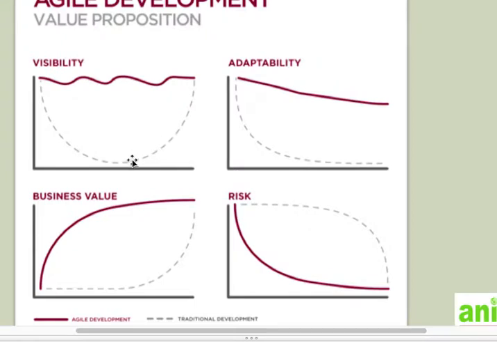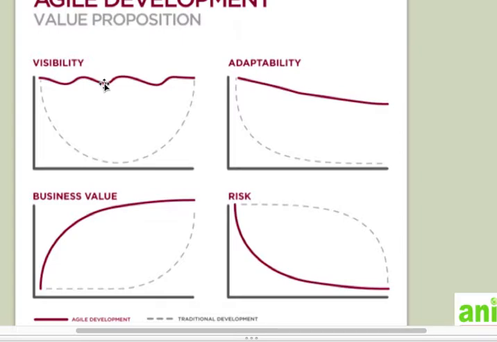But when the whole product or the solution is implemented or ready for implementation, suddenly visibility goes higher. But that's not the case in agile. Agile is developed iteratively and incrementally, so you will see the visibility will go up and down, but it stays high because it is an iterative and incremental process.